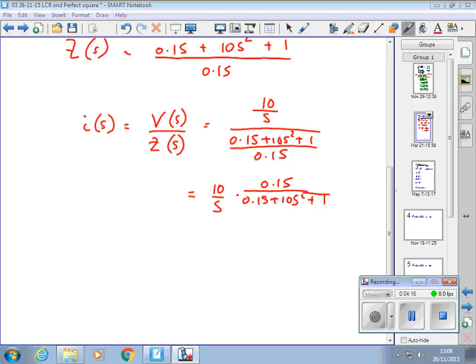Now we can cancel out these S's, top and bottom, because this is all multiplied by that, so that expression should be in a bracket. So we can cancel out these S's, top and bottom, and 10 times 0.1 is 1. So we end up with this equaling 1 over 0.1S plus 10S squared plus 1 for the current.